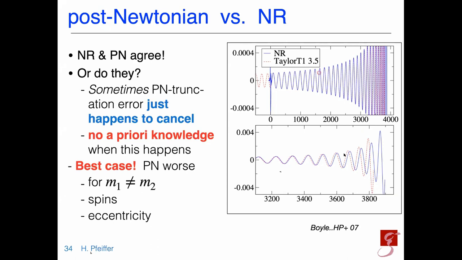And even worse, the case I just showed you is the best possible case. Post-Newtonian accuracy goes down whenever the black holes have unequal masses, whenever you have spins, whenever you have eccentricity. So this is just a lower bound of how good one could in principle be.